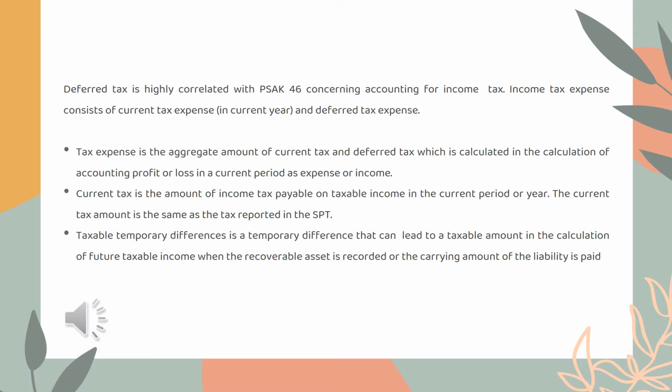Current tax is the amount of income tax payable on taxable income in the current period or year, and the current tax amount is the same as the tax reported in the SPT. Taxable temporary differences is a temporary difference that can lead to a taxable amount in the calculation of future taxable income when the recoverable asset is recorded or the carrying amount of the liability is paid.